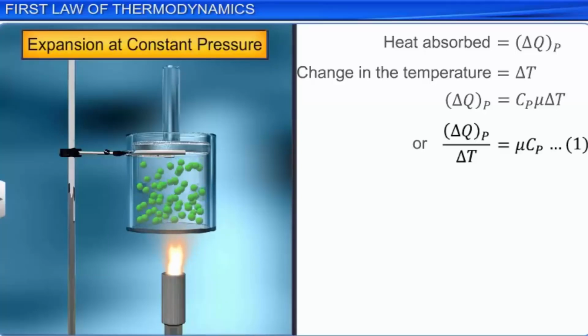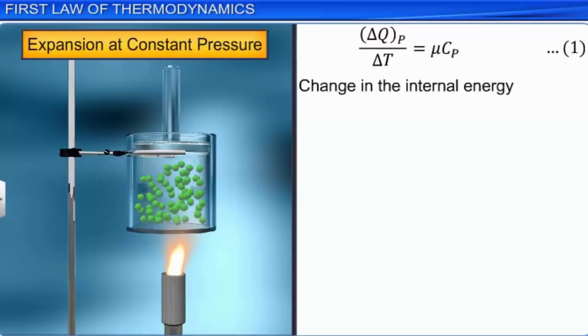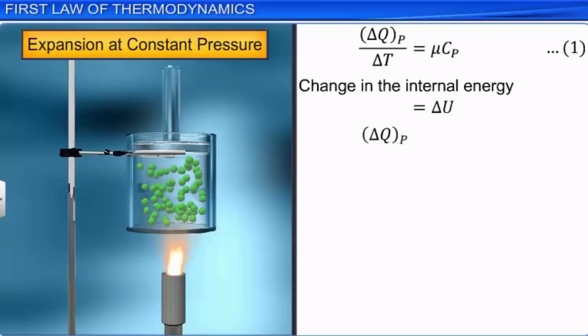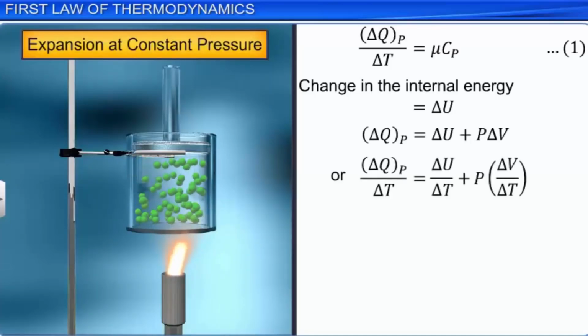For a change in temperature of delta T, if the change in the internal energy of the gas is delta U, then, as per the first law of thermodynamics, we have delta Qp is equal to delta U plus P delta V, or delta Qp by delta T is equal to delta U by delta T plus P into delta V by delta T. Let this be equation 2.